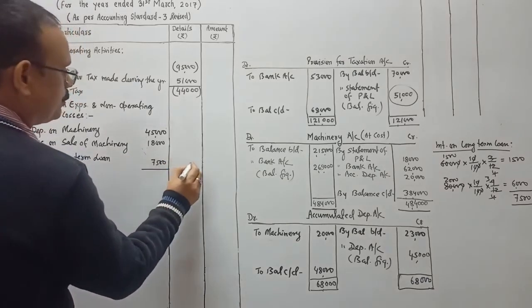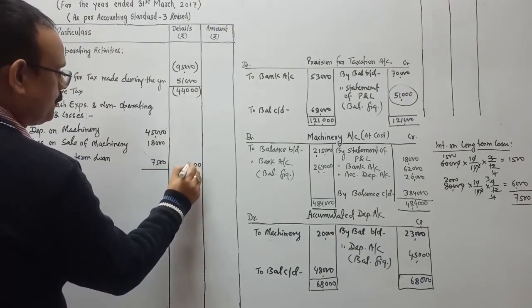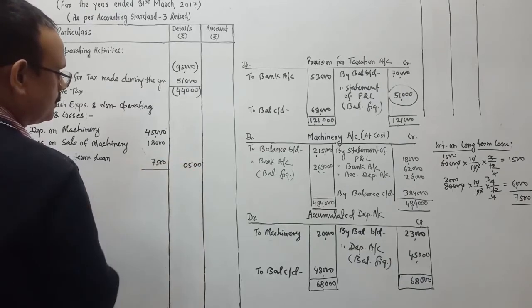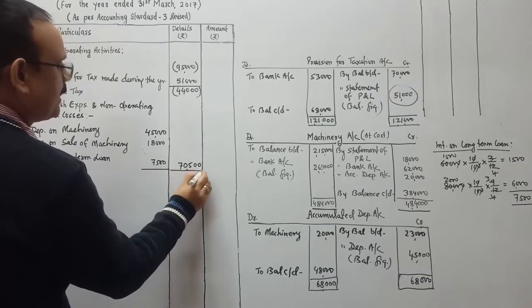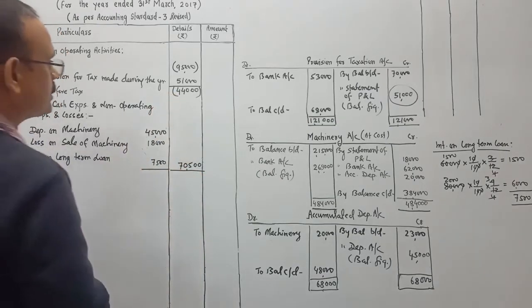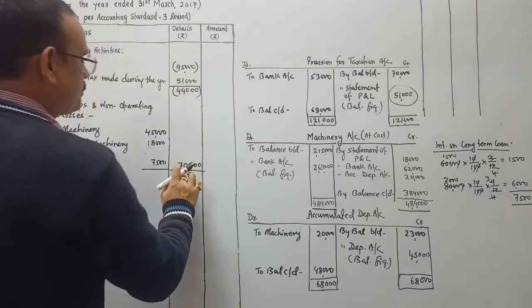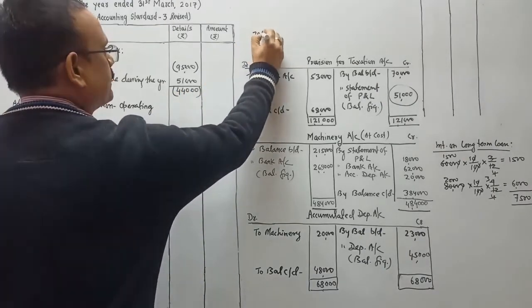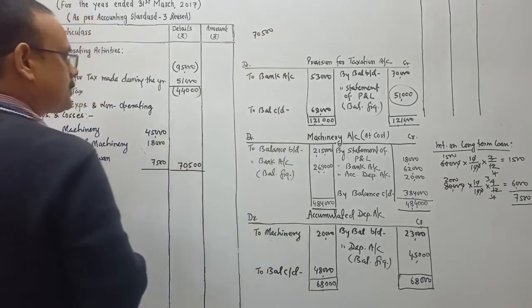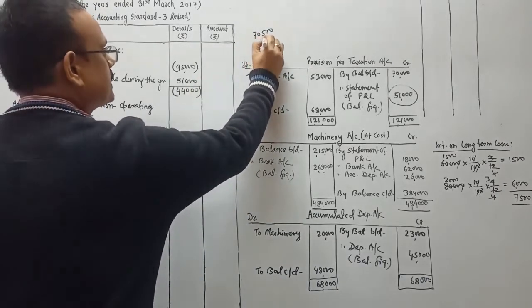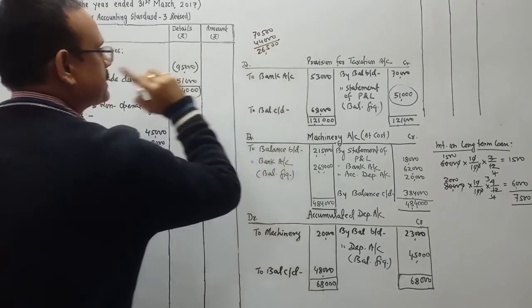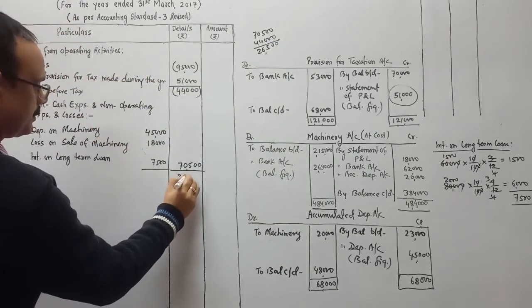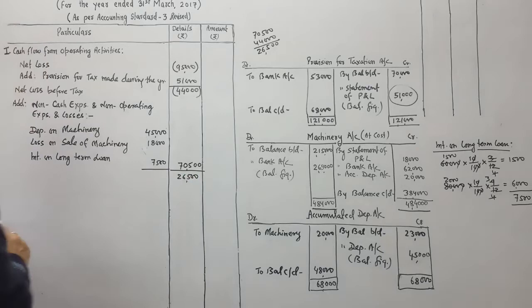Okay, now we'll do the total of these three. It is 70,500. We'll add on this figure. This is minus 44,000 and this is plus 70,500. So 70,500 is the plus and 44,000 is the minus amount. So the difference is how much? 26,500 is the difference amount.